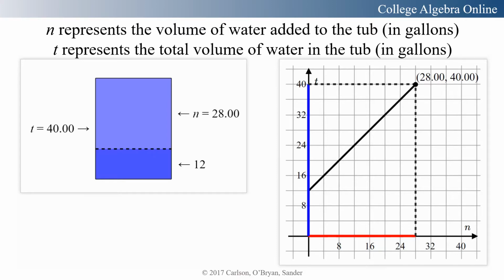In a similar way, the formula T equals 12 plus N represents the relationship between all of the possible values for both quantities. Substituting specific values into the formula represents one particular pair of values at some moment in time.